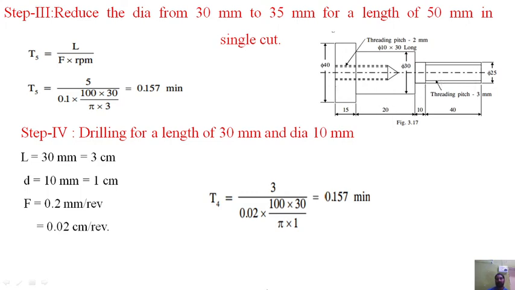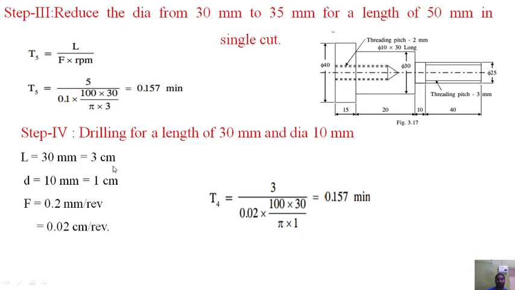Step turning is finished. Now you can either go for an external thread or you can go for tapping here. So we move into the tapping operation. Before tapping we need to drill a hole here. The size of this hole is 10 mm dia and 30 mm long. So the length of the hole is 30 mm. So L is 30, and for the diameter, we are using a drill bit now. So for the drilling operation you must take the diameter of the drill bit, not the diameter of the workpiece.